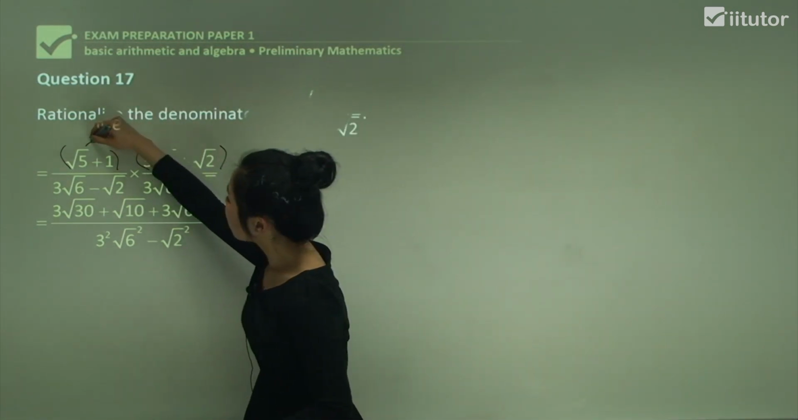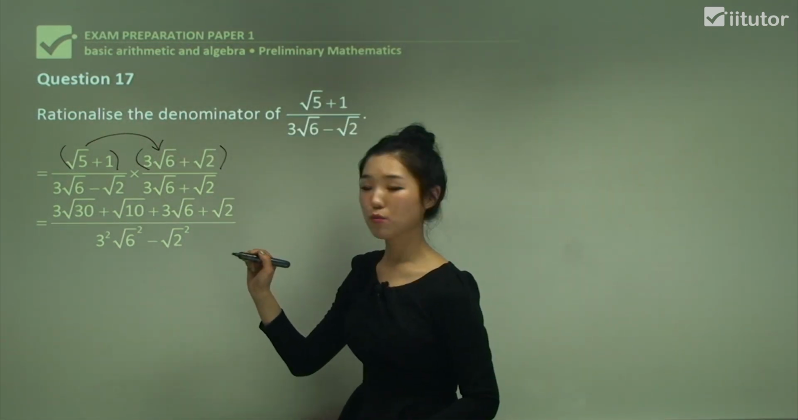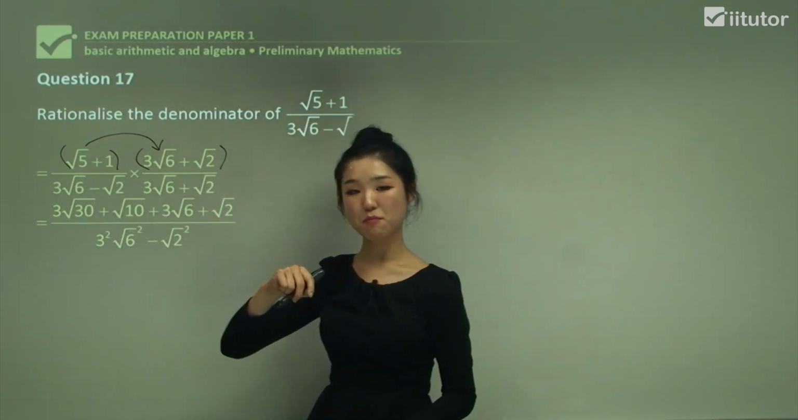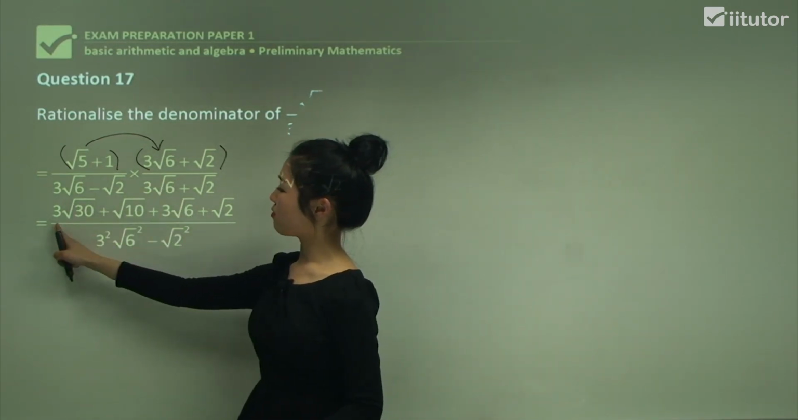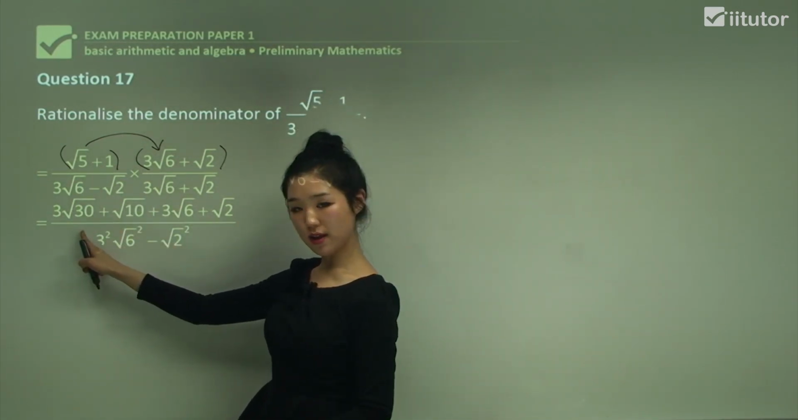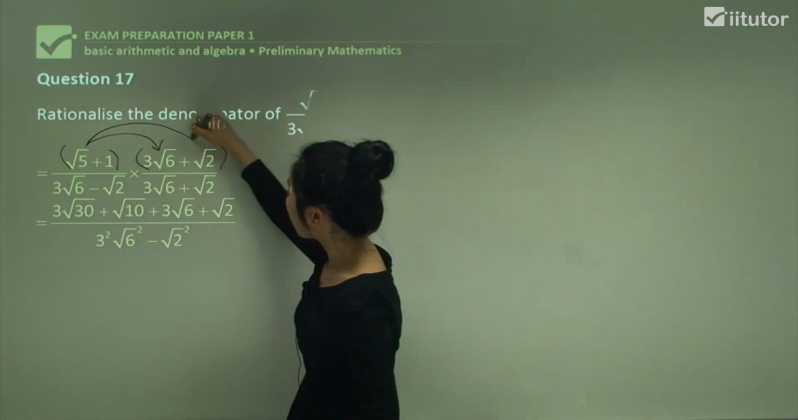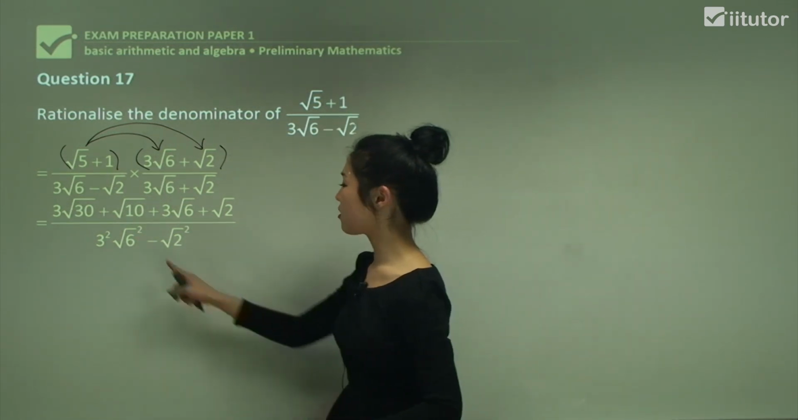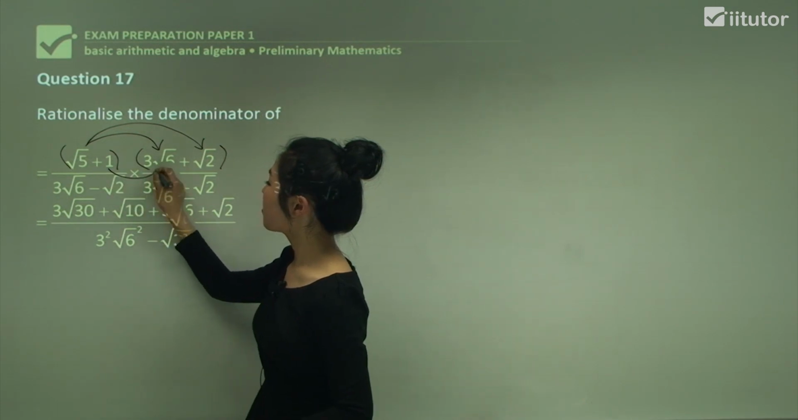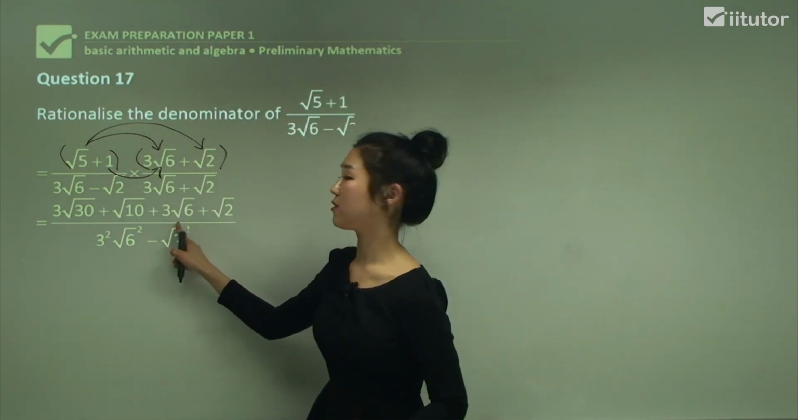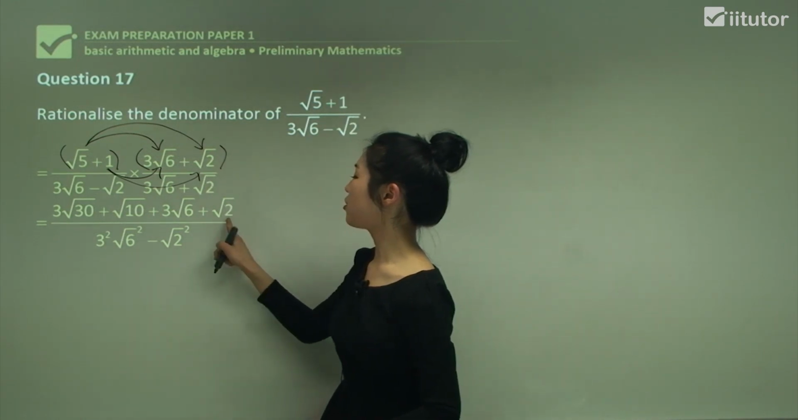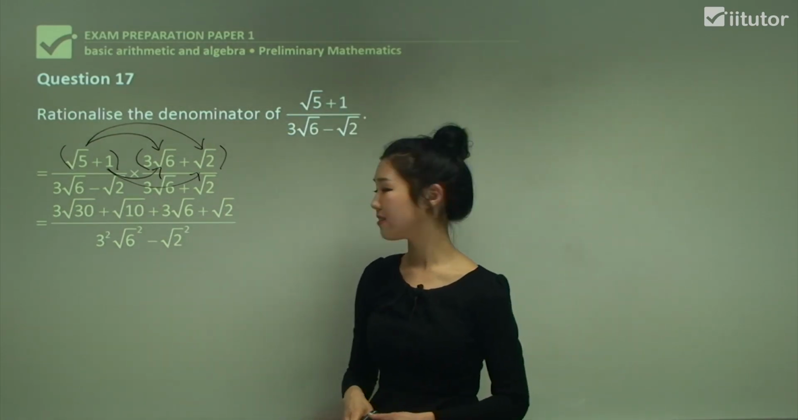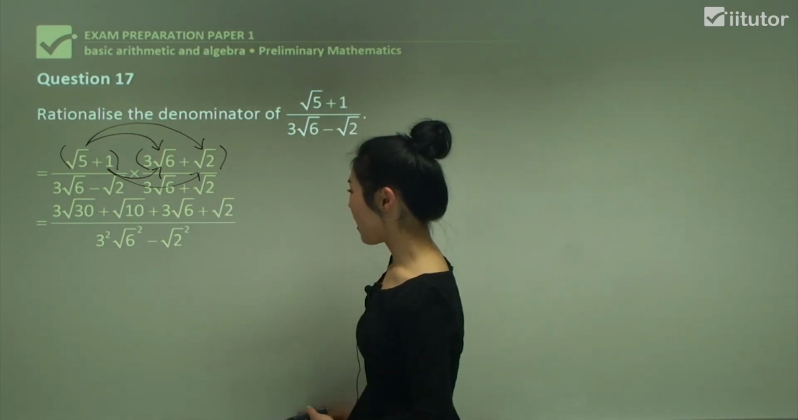So I've done root 5 times 3 root 6, which is going to be 3 root 30. Make sure you know that you can multiply these surds together and make it root 30. So 3 goes out the front, root 5 times root 6 is root 30. And then you do root 5 times root 2. Root 5 times root 2 is root 10. Again, you can multiply the insides of your surds, so root 10. And then now I'll do 1 times 3 root 6, which is just 3 root 6, and then 1 times root 2, which is just root 2. Okay, luckily they're all positive, so you don't really need to worry too much about the signs. Okay, it's all going to be positive. So that's for the top part.